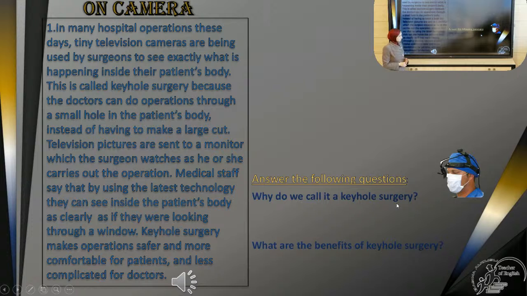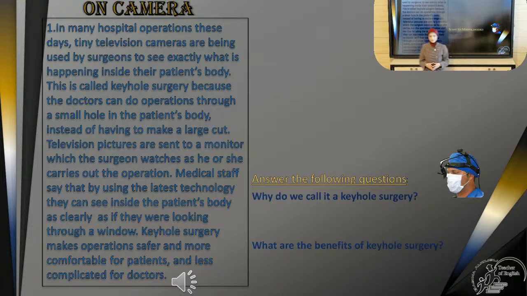In many hospital operations these days, tiny television cameras are being used by surgeons to see exactly what is happening inside their patient's body. This is called keyhole surgery because the doctors can do operations through a small hole in the patient's body, instead of having to make a large cut. Television pictures are sent to a monitor which the surgeon watches as he or she carries out the operation. Medical staff say that by using the latest technology they can see inside the patient's body as clearly as if they were looking through a window. Keyhole surgery makes operations safer and more comfortable for patients, and less complicated for doctors.